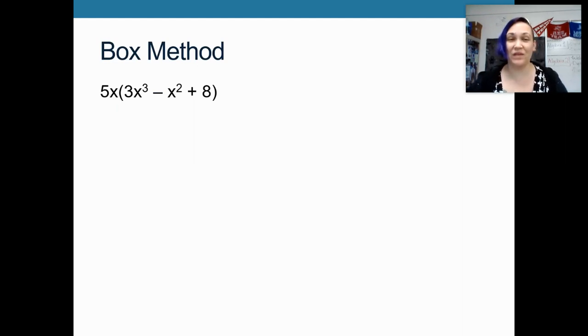So the box method is like the most wonderful method in the whole entire world, in my opinion. It is so versatile. It works on so many different problems. It's actually something that you guys have seen since elementary school. In elementary school, you learned that it was called the area model. But we're going to use it in this class to deal with multiplying polynomials.